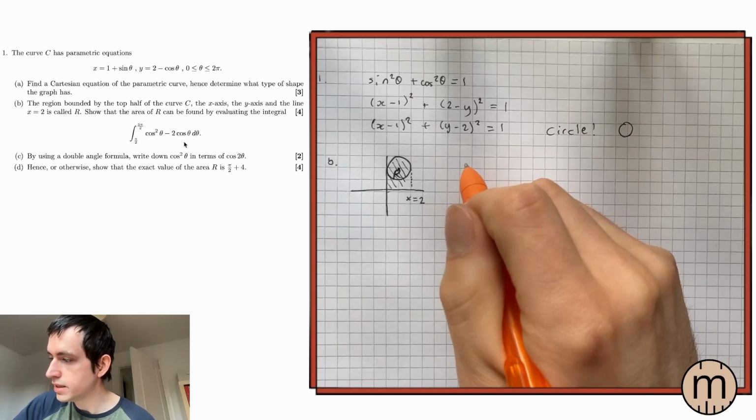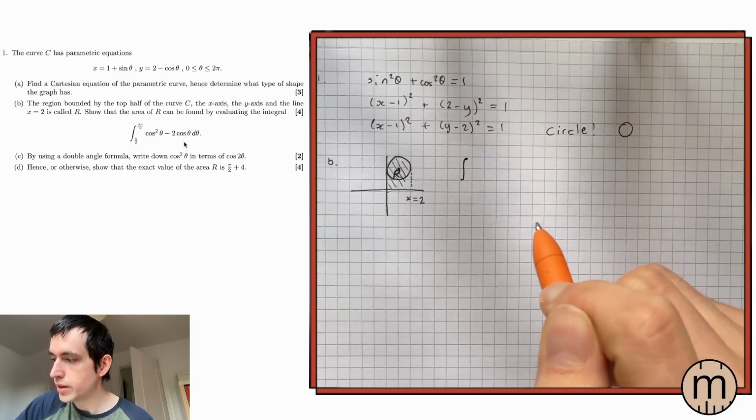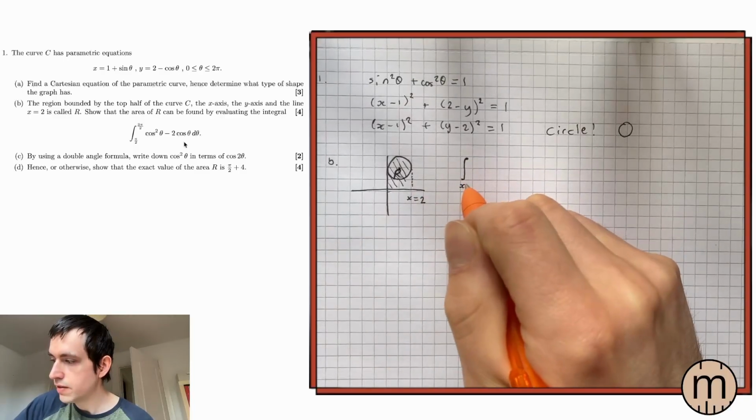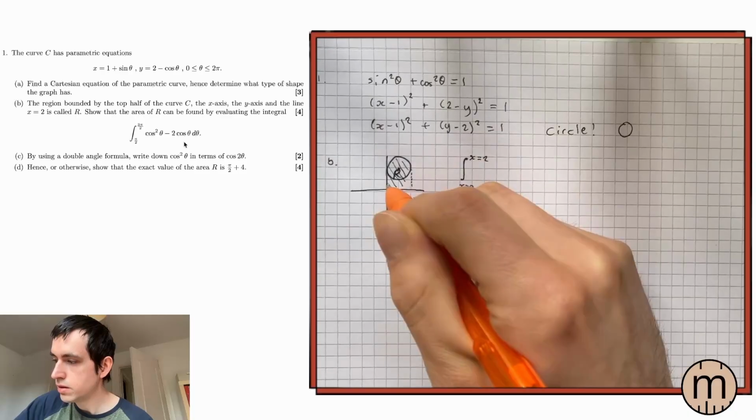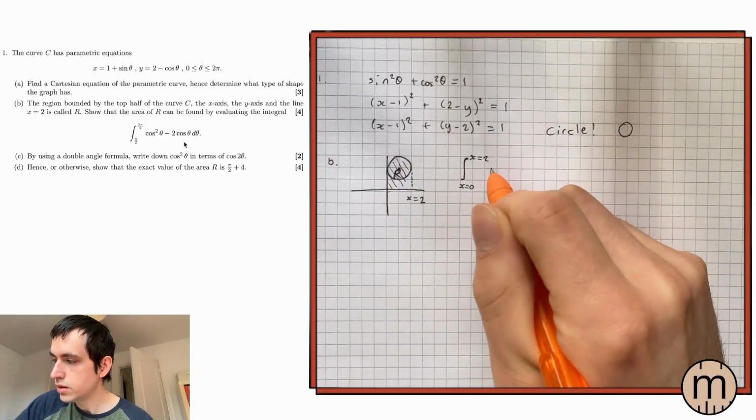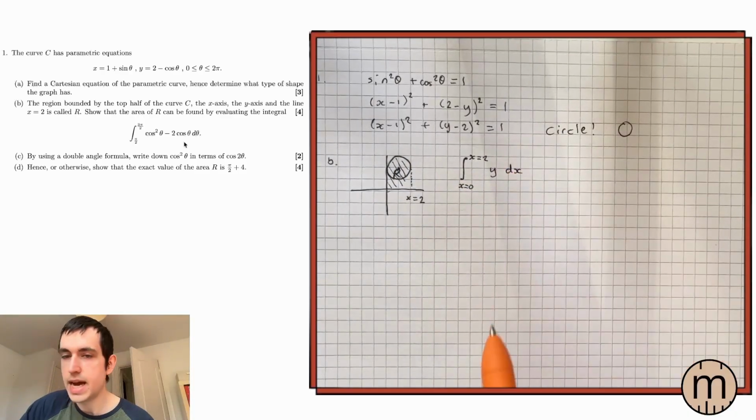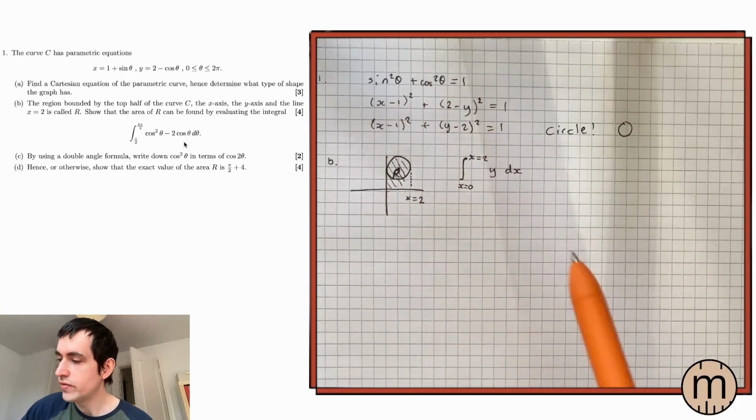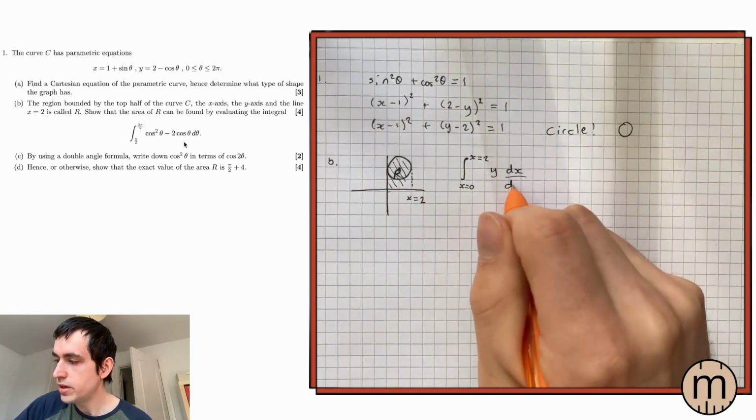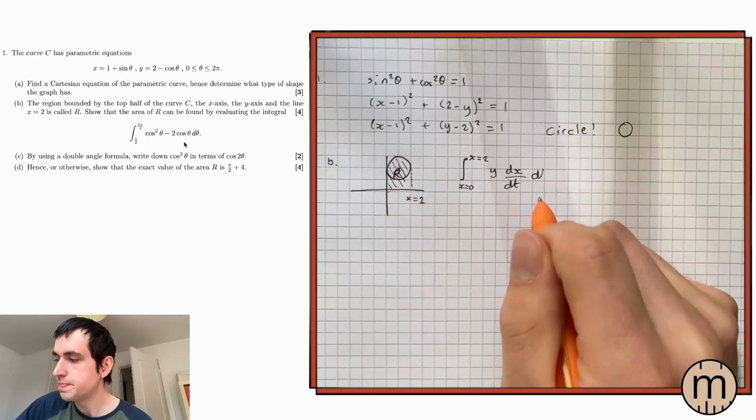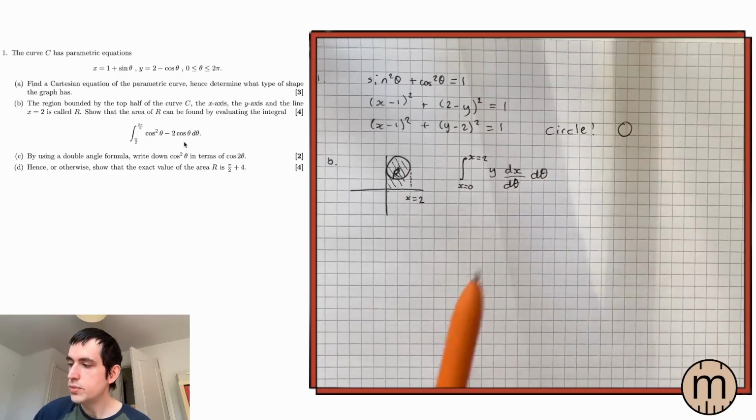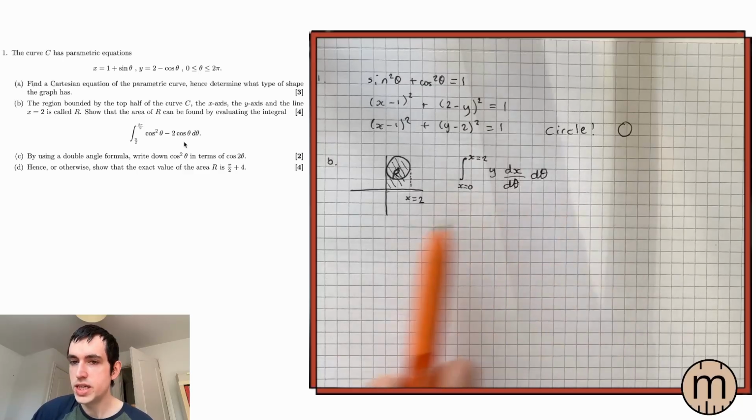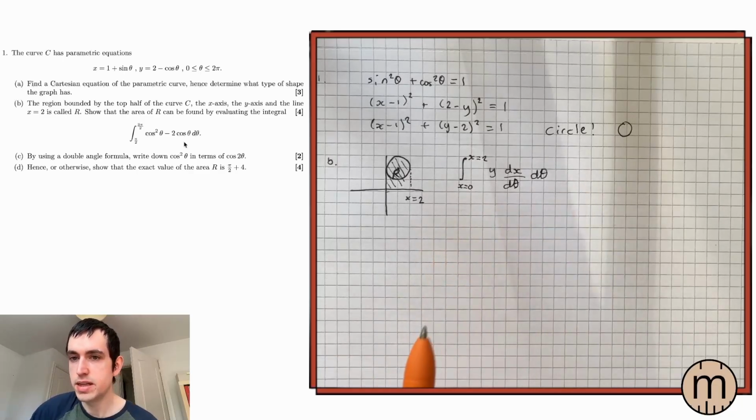So we are integrating between x equals 0 and x equals 2, and we want the function y dx. That's how we usually integrate, but there are thetas about. We've got to do this differently. Why don't we divide by d theta and times by the d theta? I've not changed anything because I've times and divided by the same thing.